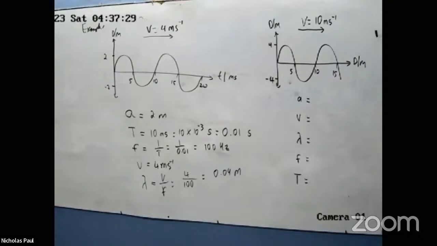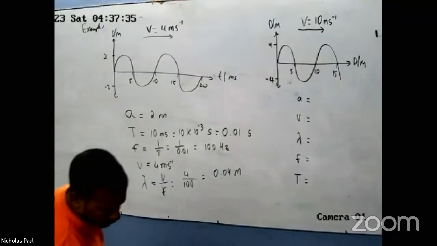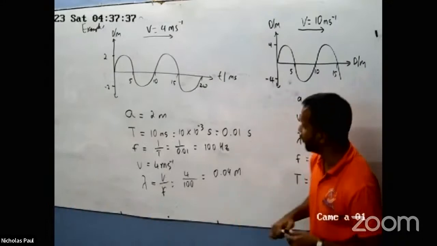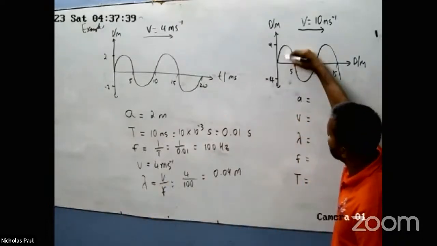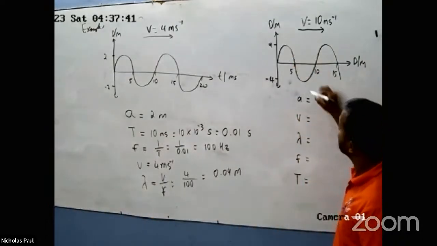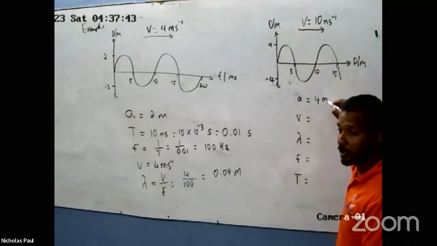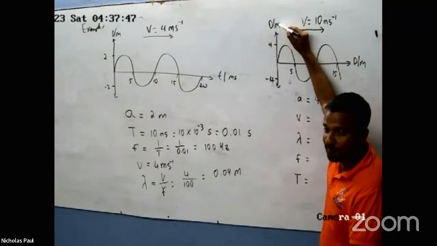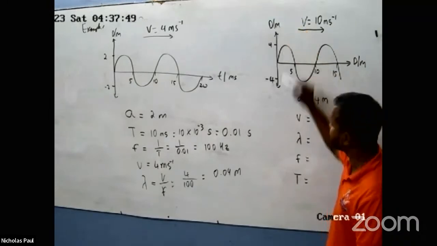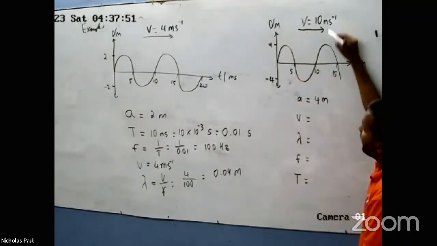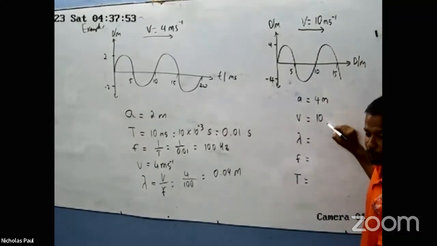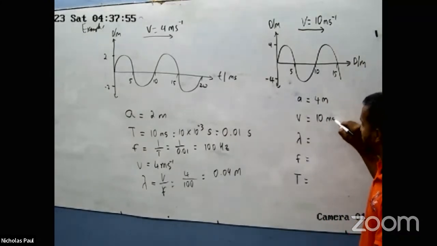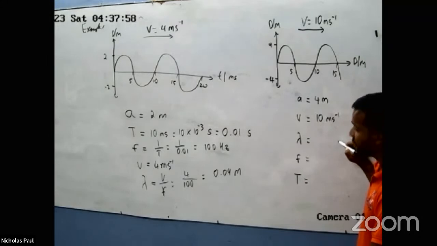Take it out and see what we got. All right, so we should be able to read off amplitude. Amplitude is the maximum displacement, so that's 4 meters. You will notice every time I take a value, I come in here to make sure I have the right SI unit. Velocity right here, that's 10. I'm not just writing 10, I'm writing 10 meters per second. Okay, wavelength.